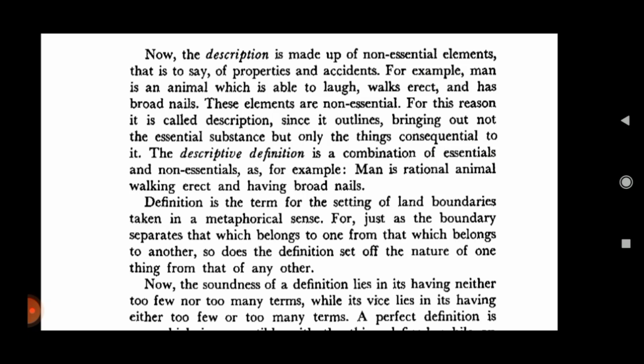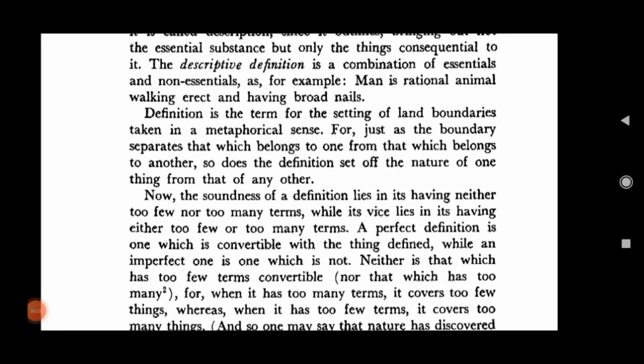For this reason, it is called description, since it outlines, bringing out not the essential substance, but only the things consequential to it. The descriptive definition is a combination of essentials and non-essentials, as for example, man is a rational animal, walking erect, and having broad nails. Definition is the term for the setting of land boundaries taken in a metaphorical sense. For just as the boundary separates that which belongs to one from that which belongs to another, so does the definition set off the nature of one thing from that of any other.